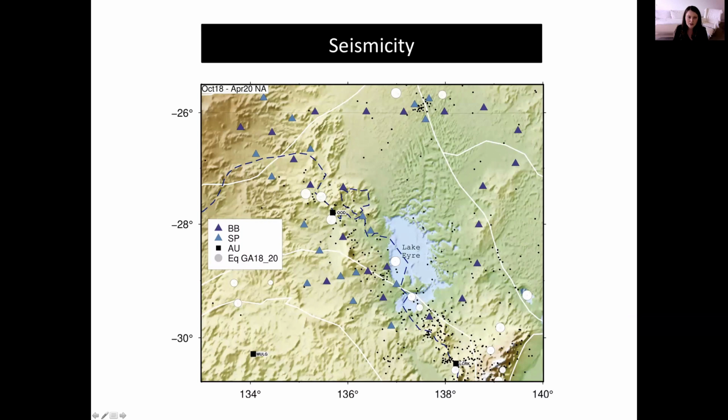If we start with the seismicity, then this would be a map of what we would currently know about the region if we didn't have this array. So the black dots represent the historical seismicity from the GA catalogue, and the white circles are the events recorded by GA that happened during the time frame of the Lake Eyre deployment.